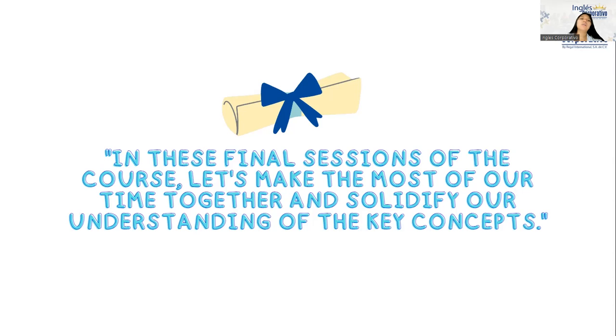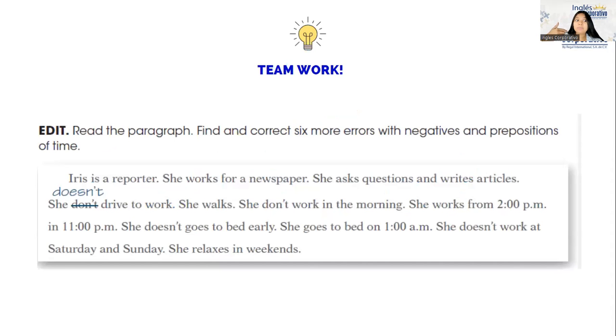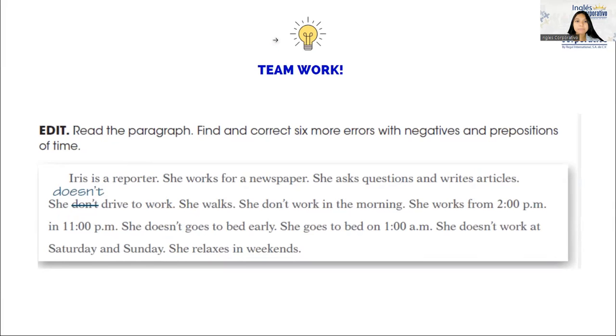Well, we're going to start with yesterday's paragraph, if you remember, and let's see. Okay, so it was read the paragraph, find and correct the 6 more errors with negatives and prepositions of time. Okay, so we had one right here. Then the other one is going to be which one?